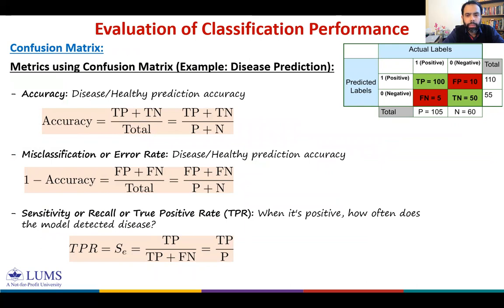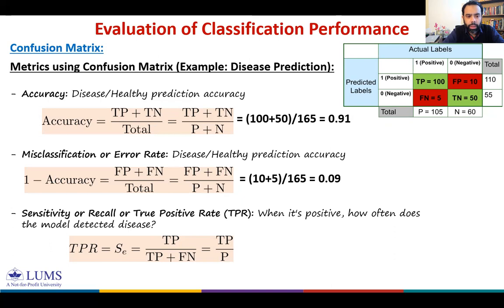Okay, accuracy. How would you compute it? Total patients 165, true positive 100, true negative 50. So accuracy should be given by 100 plus 50 divided by 165. 0.91, right? Misclassification rate. Now 1 minus accuracy, right? 0.09.